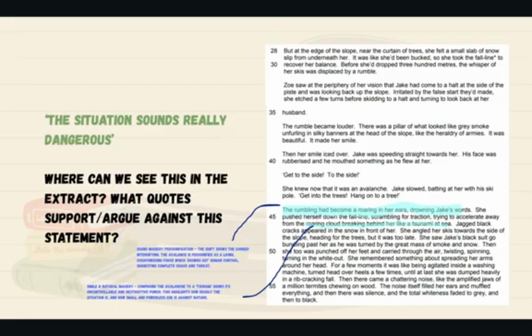I've then highlighted the quote, "roaring cloud breaking behind her like a tsunami at sea." This is an example of simile and natural imagery, and comparing the avalanche to a tsunami shows its uncontrollable and destructive power. This highlights how deadly the situation is and how small and powerless Zoe is against nature.